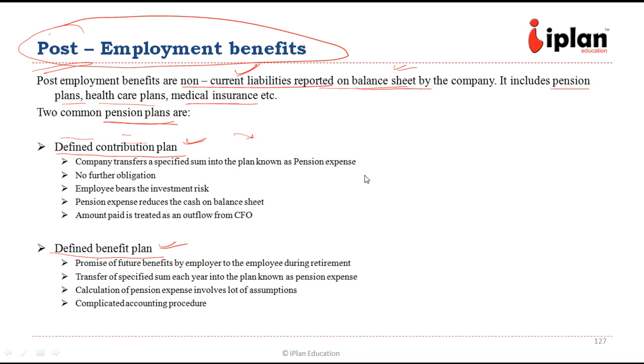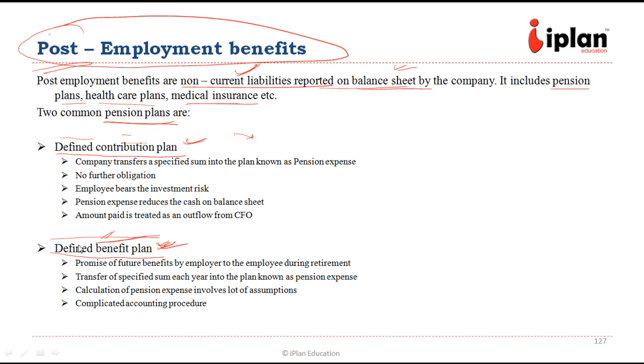While in the case of defined benefit plan, the company has defined the benefits which will be given in the end when the employee gets retired. There all the risk of that fund are taken by the company itself, and the employees don't have any risk. The benefits which they are going to consume are already defined by the company.